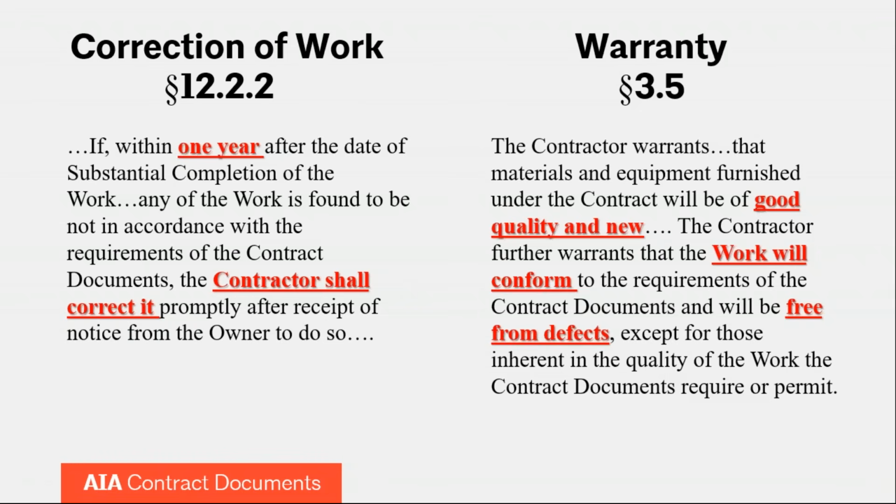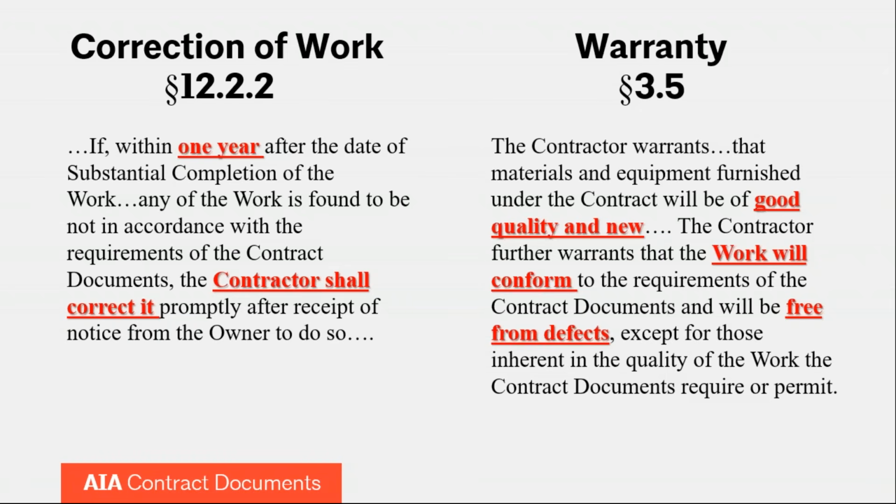Okay, so after completion, we move into what's called the correction of work period. And I put these two provisions, section 12.2.2 of A201 and section 3.5, right next to each other because people get these confused on a pretty regular basis. A lot of folks actually call the correction of work period in section 12.2.2 a warranty. And it kind of serves as one.